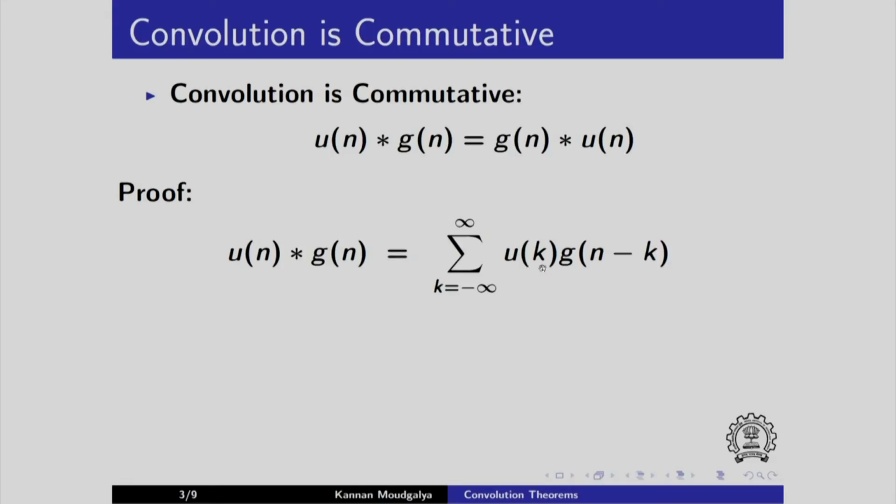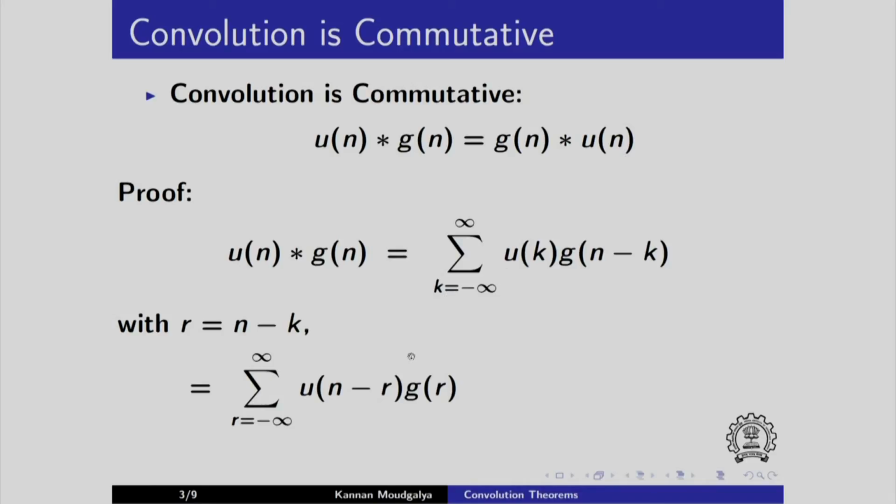Remember the infinite sum. When these two arguments are added, you get n. This is the value we had for y of n. And the limits go from minus infinity to plus infinity. Substitute r to be n minus k, this becomes g of r, and I get u of n minus r because k is n minus r from here. If you substitute k equals minus infinity, r becomes plus infinity. So this goes from plus infinity to minus infinity. We can change the order in which they are added.